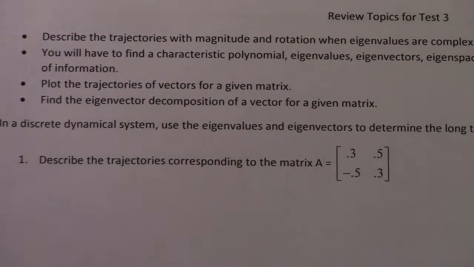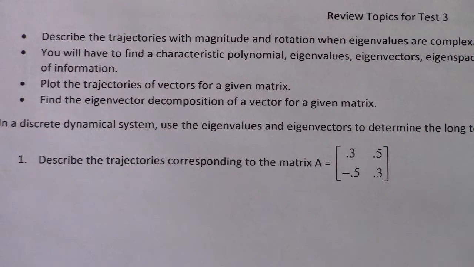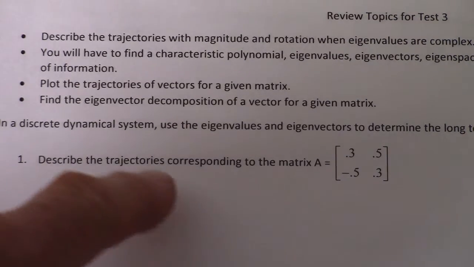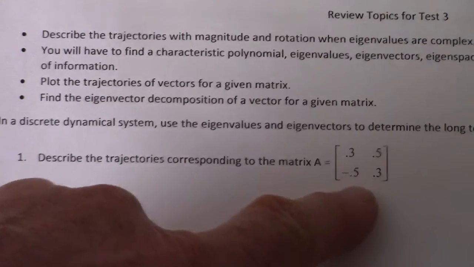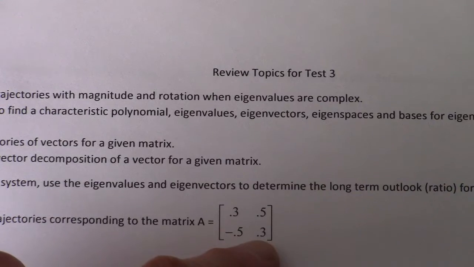Okay, this is a review problems for the test number 3 in Math 220. The topics are pretty much eigenvalues, eigenvectors, and eigenspaces, and the trajectories of given matrices. So you can take a look at that first problem. It says, describe the trajectories corresponding to the matrix A. That's 0.3, 0.5, negative 0.5, and 0.3.